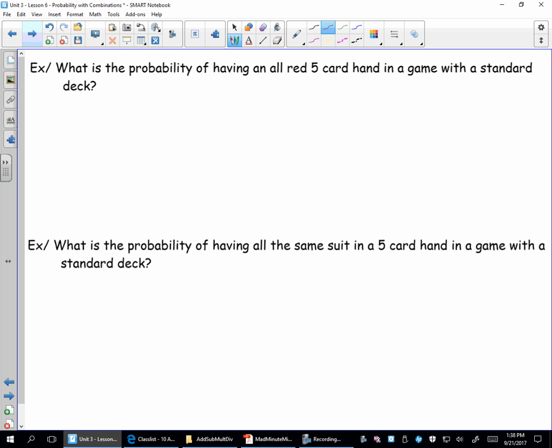So what's the probability of having an all-red 5-card hand in the game with a standard deck? So I need to get all red cards. Well, how many ways can I pick any 5-card hand? 52 cards. I have 5 of them in my hand. How many ways can I get red cards? Well, there's 13 of each suit. 13 diamonds and 13 hearts makes 26 red cards, and I want 5 of them.